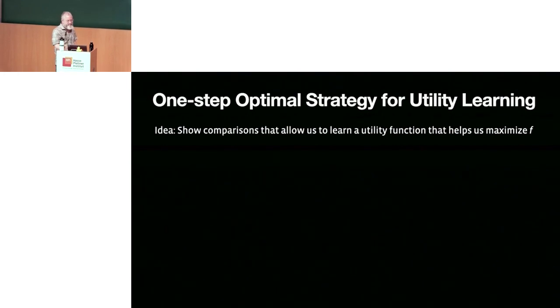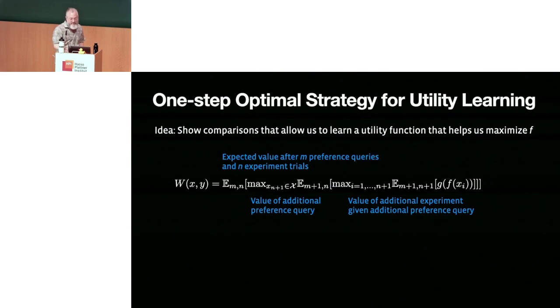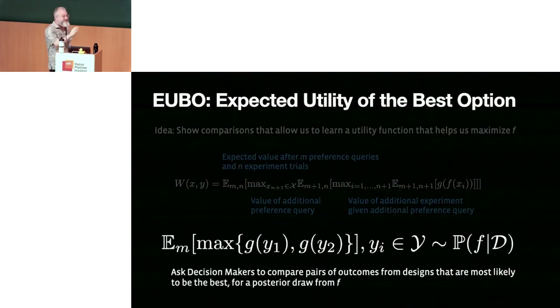And so we have this one-step optimal strategy for learning the user utility, and the idea is to show comparisons that help us maximize F. So the idea is to show queries to users that allow us to learn the objective efficiently. It turns out this has a nice analytic closed form.